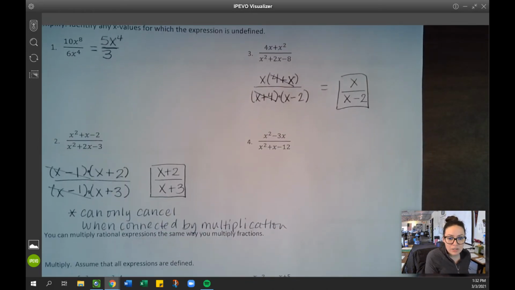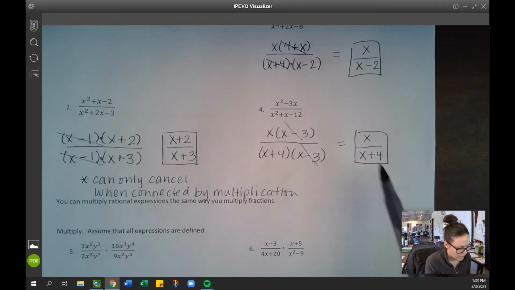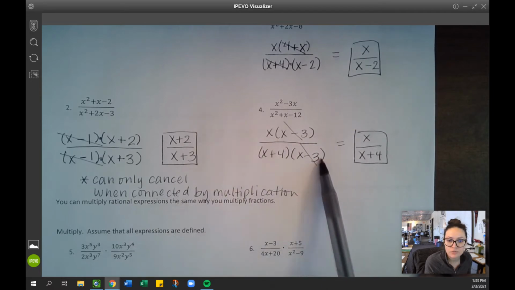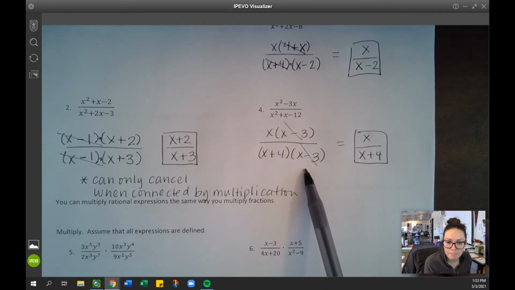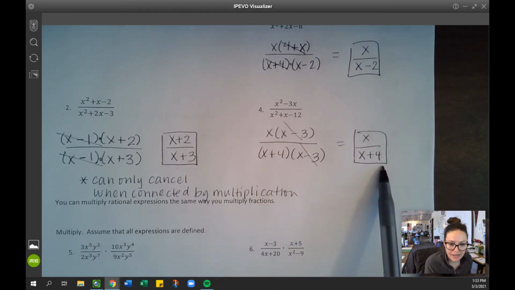All right, I would like you to pause the video and try number 4 on your own. So pause the video, go through number 4, see how you're doing with this. All right, hopefully you were able to factor both the top and the bottom and find that they both have a common factor of x minus 3, and we're left with x over x plus 4.